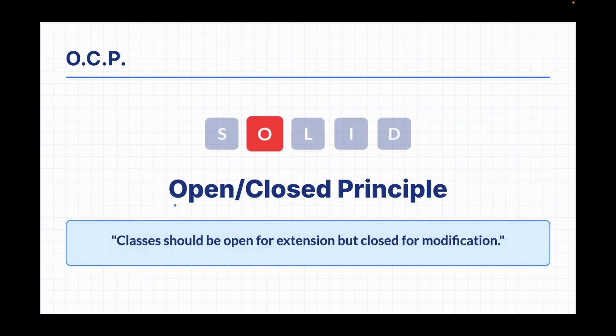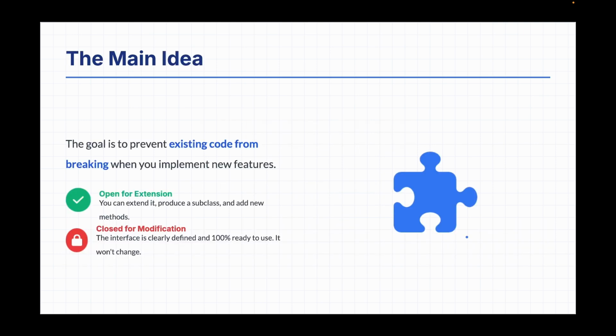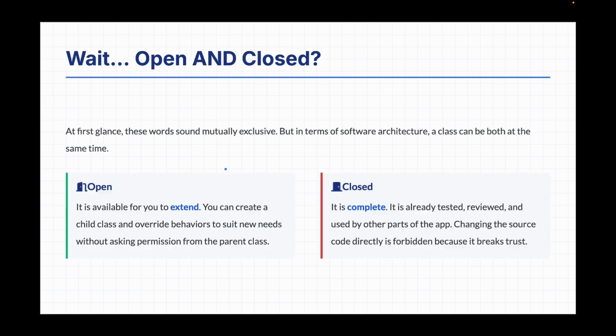Okay, let's move forward with the open-close principle, also known as the O in solid principles. The open-close principle states that a class should be open for extension but closed for modification. The main goal of this principle is to prevent existing code from breaking when we introduce new features, especially code that is already running in production. At first, these two terms might sound mutually exclusive, but that's not the case. Let's understand what they actually mean.